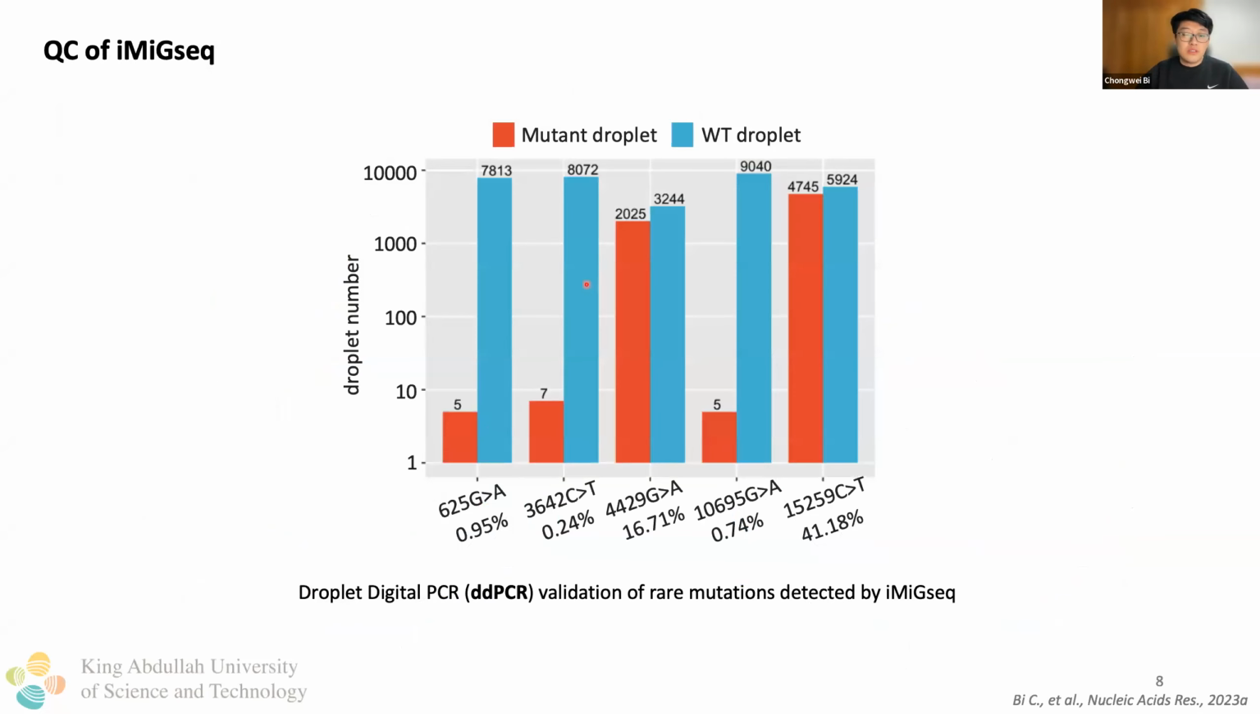Can IMIC-seq detect and quantify rare mutations? We ask this question and check it using digital droplet PCR to validate the rare mutations detected in IMIC-seq. We tested several rare mutations with different frequencies. By digital droplet PCR, we proved that IMIC-seq can faithfully detect rare mutations and report their frequencies.